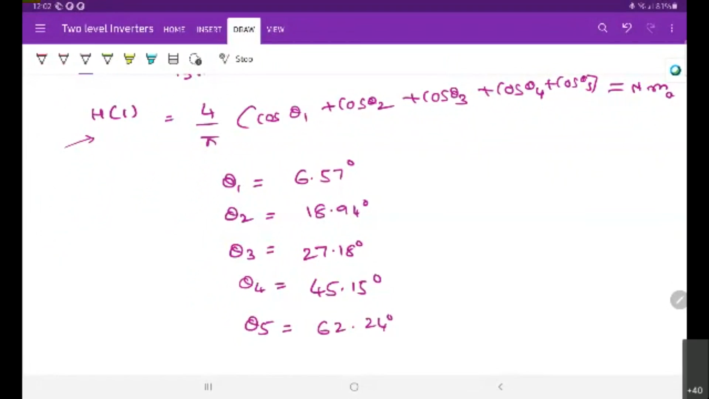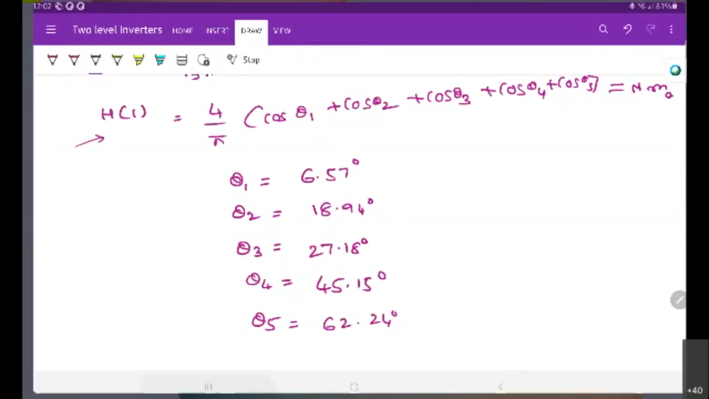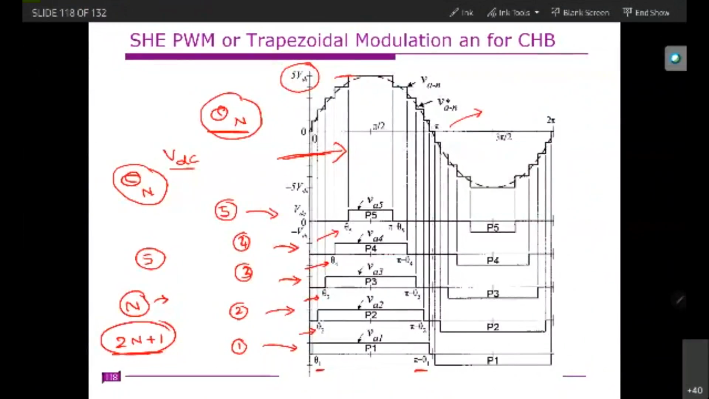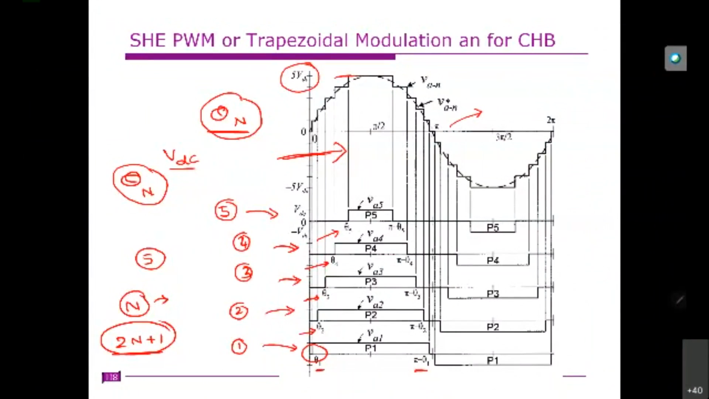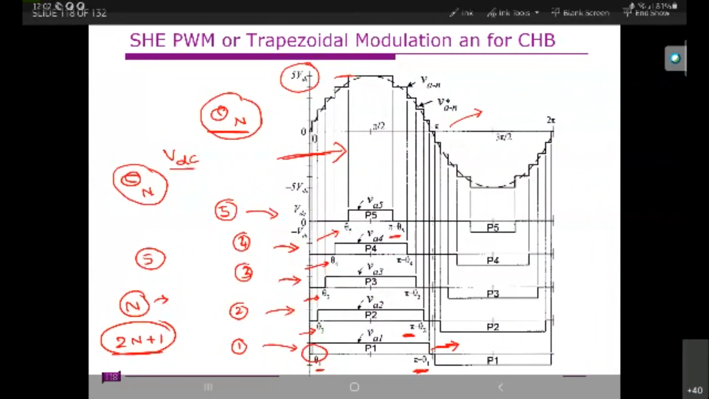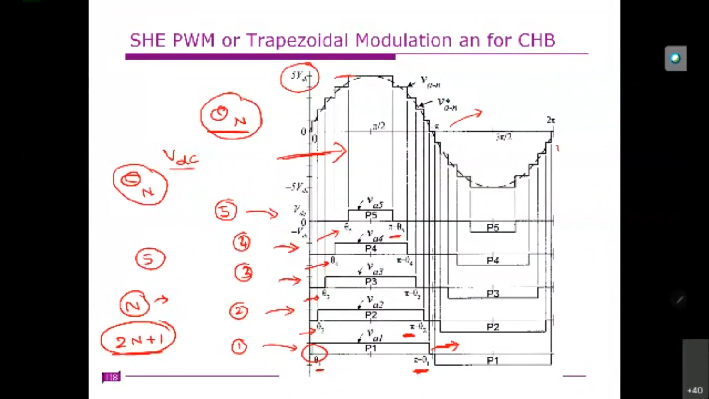Clear? So this is the firing pulse: theta 1 is 6.57, and the other one is 180 degrees minus theta 1, then 180 degrees minus theta 2, similarly 180 degrees minus theta 5. So we need to generate these kinds of pulses so that you get an output voltage like this. In that, the 5th, 7th, 11th, and 13th order harmonics are eliminated.